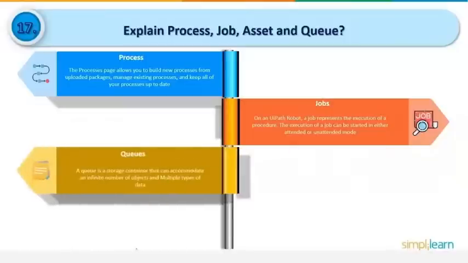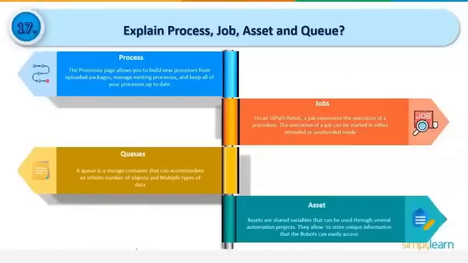Queues. A queue is a storage container that can accommodate an infinite number of objects. Multiple types of data, such as invoice information or customer data, are stored in queue objects. Other systems such as SAP or Salesforce are used to process this data. Assets. Assets are usually shared variables or credentials that can be used across several automation projects. They allow you to store unique information that the robots can easily access.